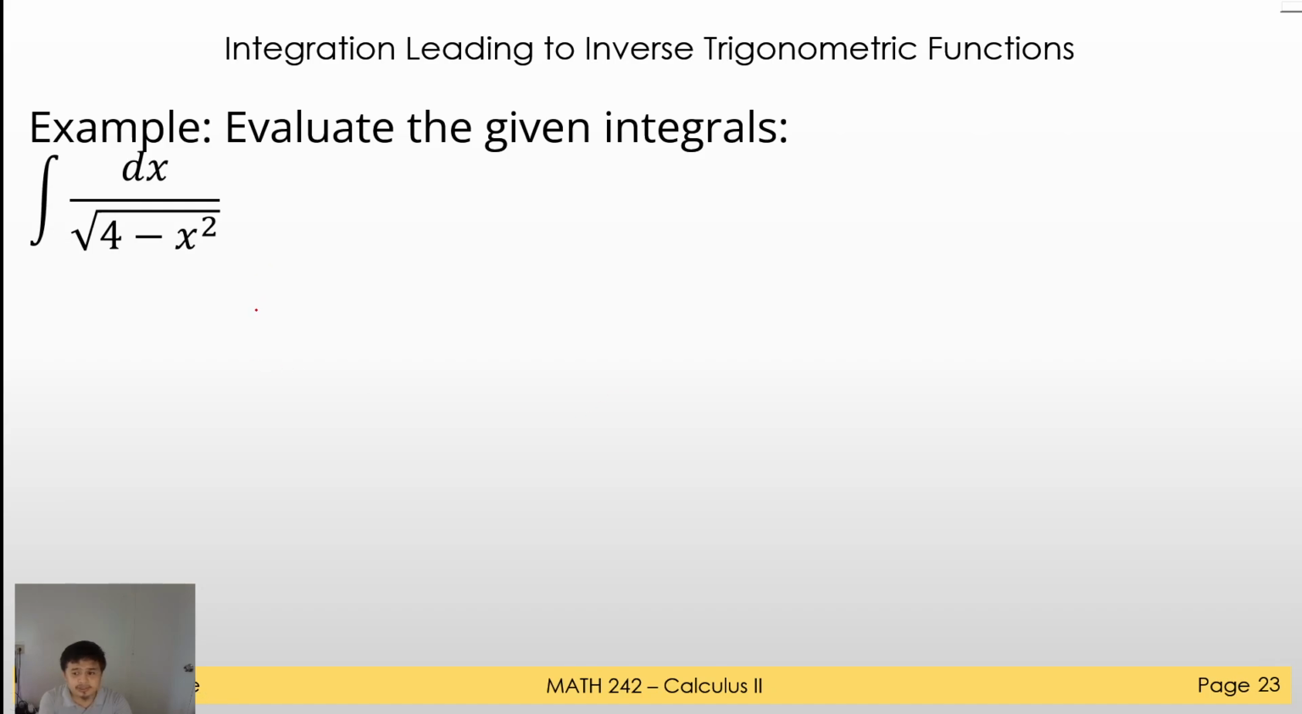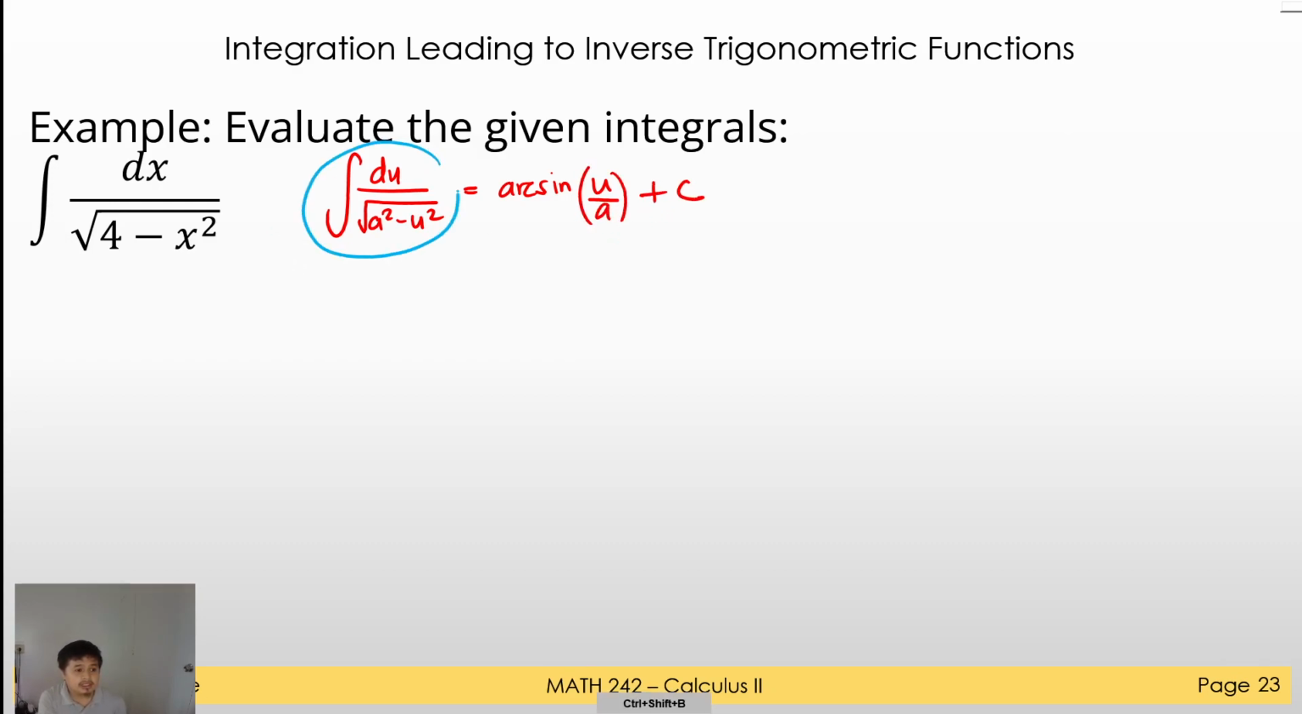So we have dx over the square root of 4 minus x squared. How do we solve this? If you remember, the integral of du over the square root of a squared minus u squared is equal to arcsine u over a plus c. Does it look like this? The answer is yes.